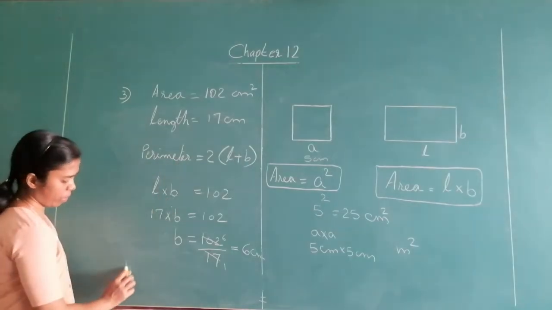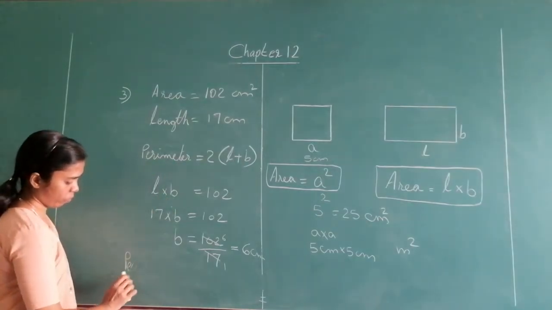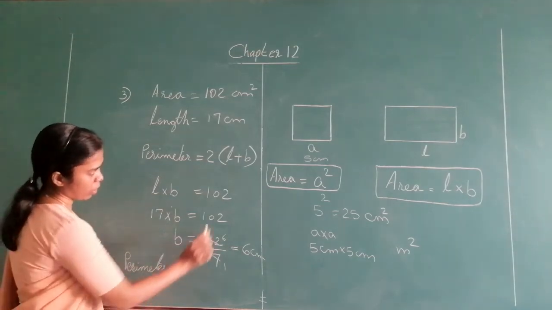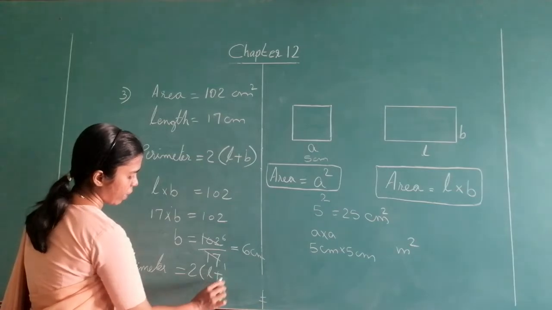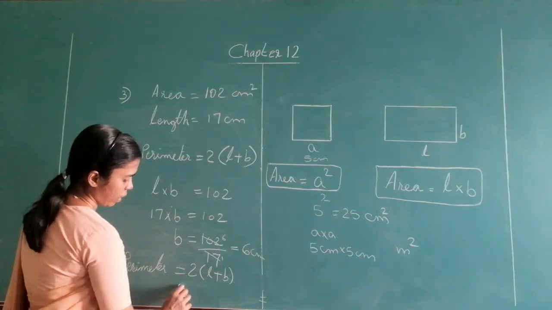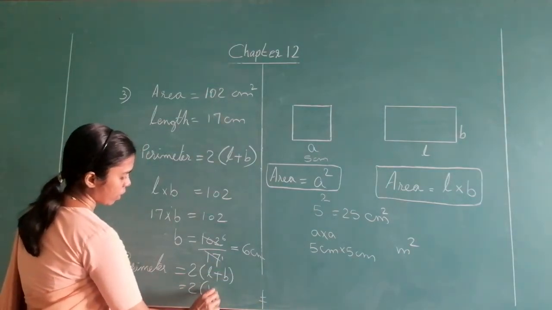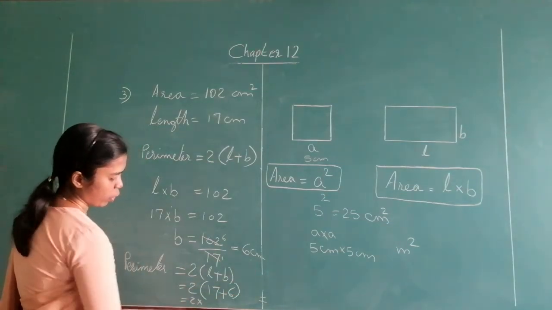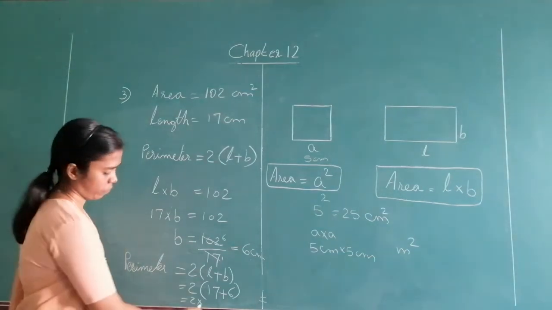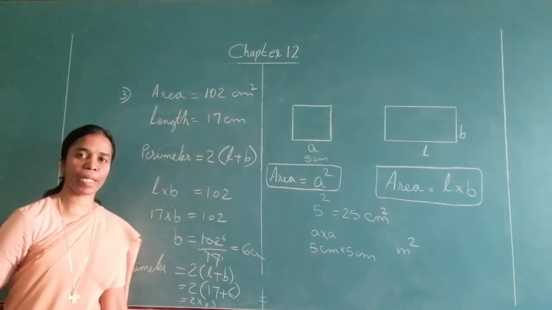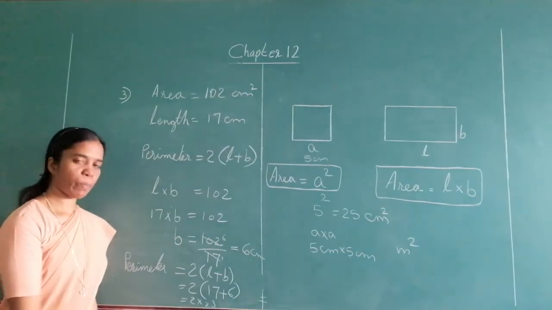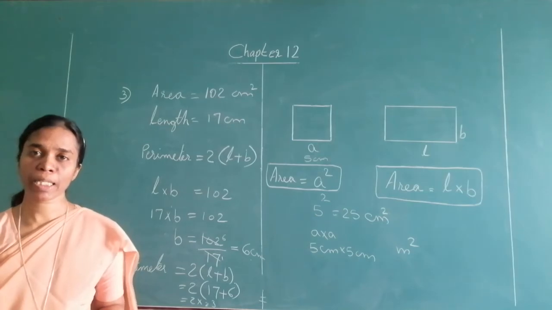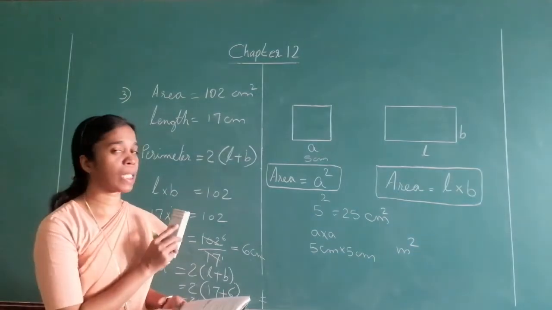Now you find the perimeter. Therefore, perimeter is equal to, write the formula, 2 times bracket L plus B, that is equal to 2 times, what is the length? 17 plus breadth is 6, that is 2 into 17 plus 6, 23. So multiply and get that, and that will be the perimeter. And what will be the unit that you will be mentioning over there? The perimeter unit is centimeter.